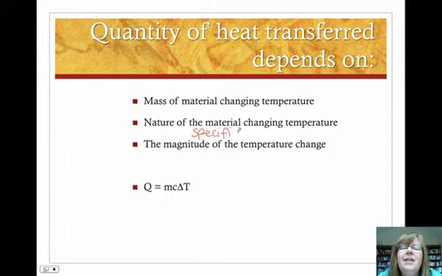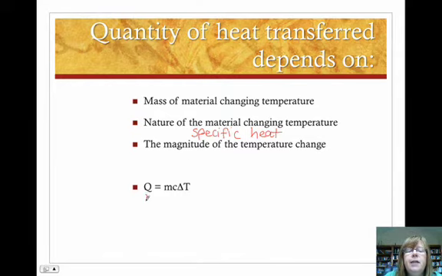But some things just seem to heat up faster or cool down faster. I know in the summertime, the sliding boards, if they're made out of metal, they get hot really fast. The ones that are made out of plastic, they don't get quite as hot. And the other thing that this quantity of heat depends on is just how much of a temperature difference there is, and we call that delta T.